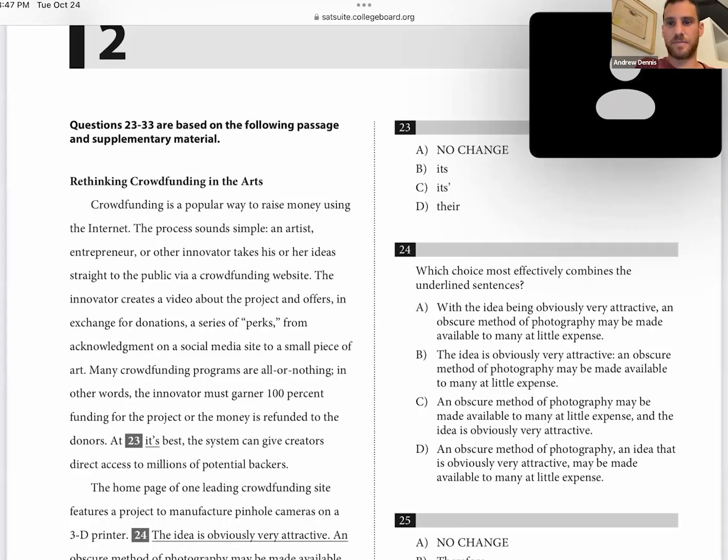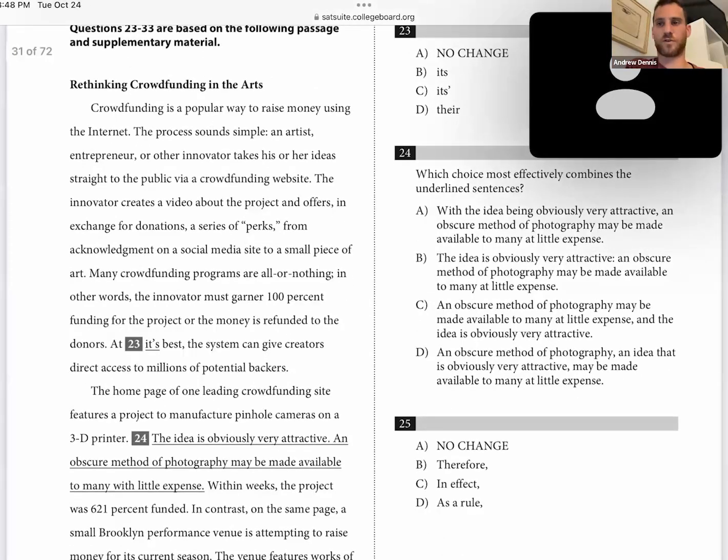At its best, the system can give creators direct access to millions of backers. B. B, at its best, right? It's not possessive. There's no ownership, but it is singular. The system, it. Excellent. There would be plural, so we definitely reinforced that one today.